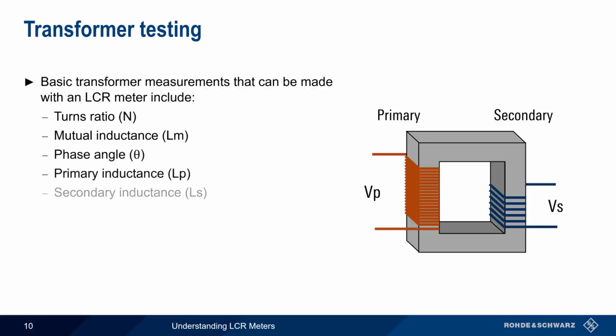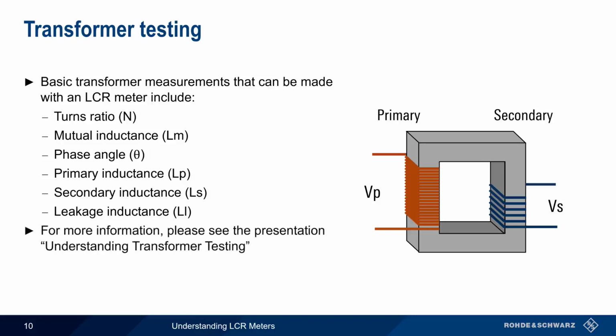The phase angle between the signals in the two coils can also be determined. In addition to measuring the inductance of the primary and secondary coils, LCR meters can also be used to find the leakage inductance, which quantifies the imperfect magnetic coupling between these two coils. We don't have time to go into the details of these parameters here, so please see the separate presentation, Understanding Transformer Testing, if you'd like to learn more about these and other transformer measurements.